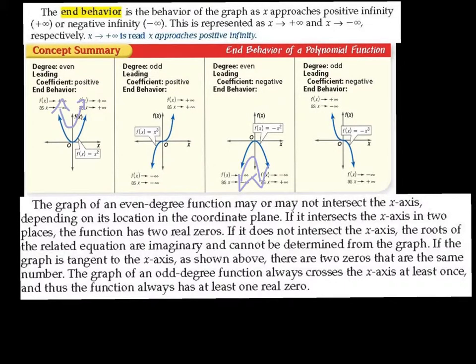The graph of an even degree function may or may not intersect the x-axis, depending on its location in the coordinate plane. If it intersects the x-axis in two places, the function has two real zeros. If it does not intersect the x-axis, the roots of the related equation are imaginary and cannot be determined from the graph. If the graph is tangent to the x-axis, so it touches in just one place, as shown above, there are two zeros at the same number. The graph of an odd degree function always crosses the x-axis at least once, and thus the function has at least one real zero.